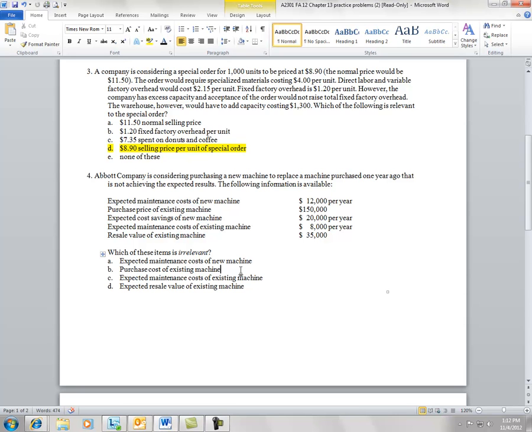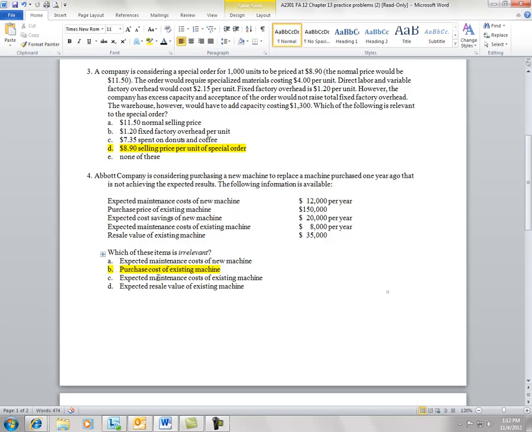The purchase cost of the existing machine, since we know that we've already purchased that, is going to be the same whether we keep that machine or whether we go ahead and get a new machine. So it does not differ amongst alternatives. So that is our irrelevant cost. If we weren't able to pick that out, make the distinction, we could keep going through and see if we could eliminate some other options here.